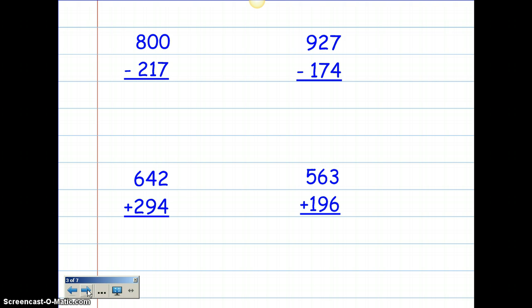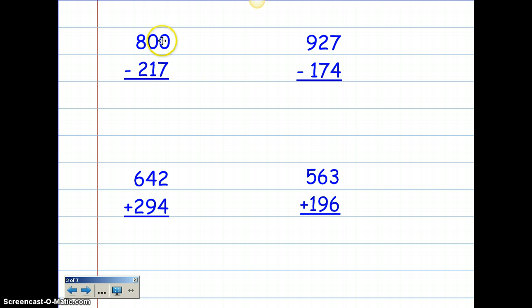And I'm sure all of you know how to do these, but sometimes we need a refresher because we haven't done this in a while. Let's start with 800 minus 217. I have zeros here, so I need to make sure that I borrow. I start in the ones place always. I've seen some of you starting over here in the hundreds place, and we do not do that ever. Let's start in the ones place.